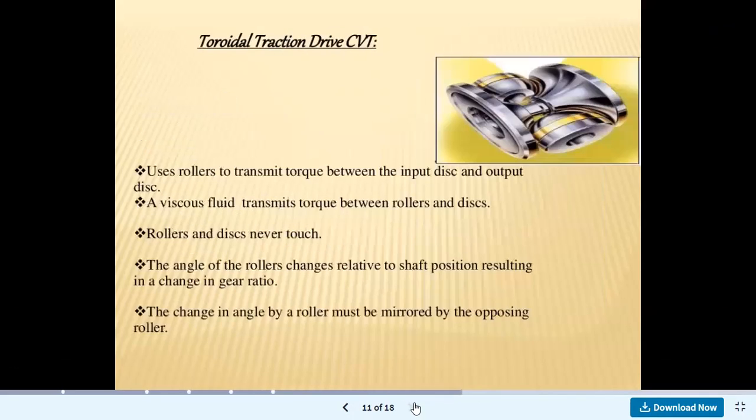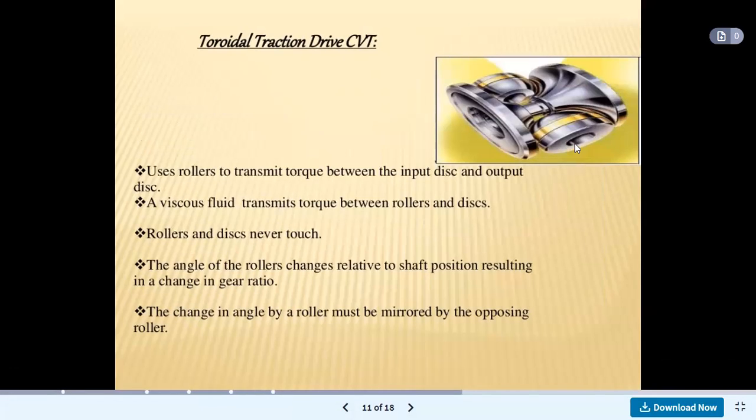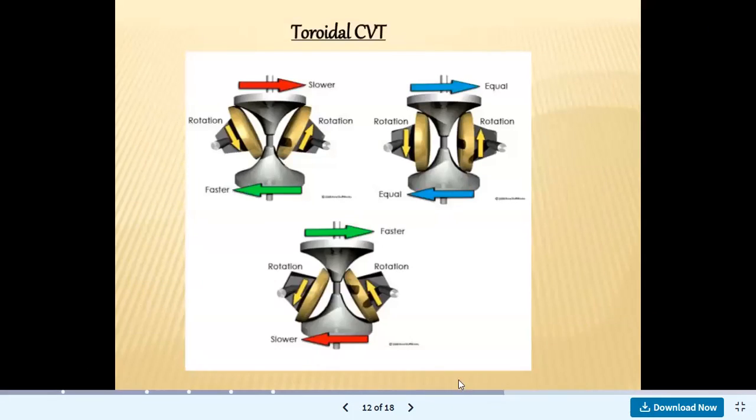Toroidal traction drive CVT uses rollers to transmit the torque between the input disc and output disc. If you see this diagram, discs are used. A viscous fluid transmits the torque between rollers and disc. Rollers and disc never touch. The angle of the roller changes relative to the shaft position, resulting in a change in gear ratio. The change in angle by a roller must be mirrored by the opposing roller.